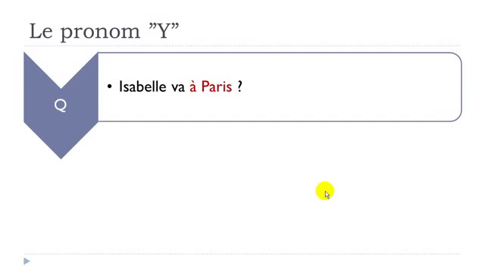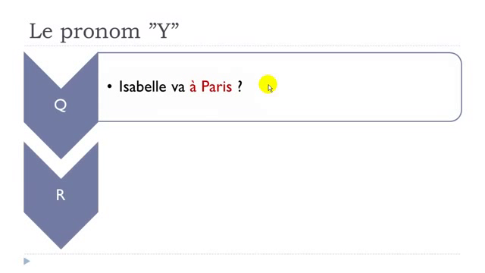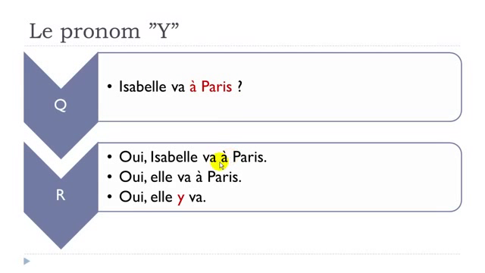Okay, so let's see another example now. Previously we had a country and now it's a town, so it's Paris. Isabelle va à Paris, so it's a question. Of course, you can answer like we saw previously. Oui, Isabelle va à Paris. First option, repeat everything, no problem. Second option, you just want to avoid repeating Isabelle. Oui, elle va à Paris. And then, last option, you want to avoid repeating Isabelle and Paris. Oui, elle y va. Alright?